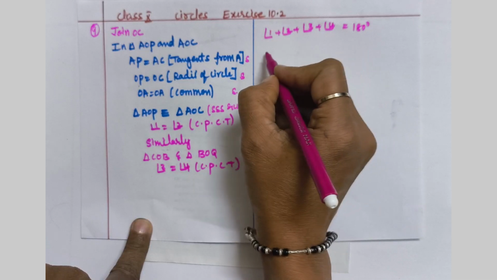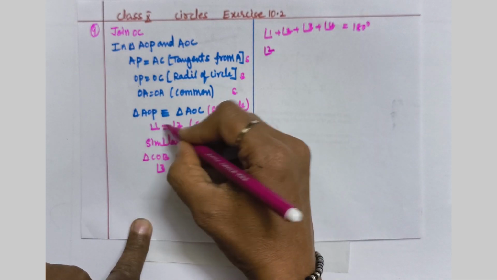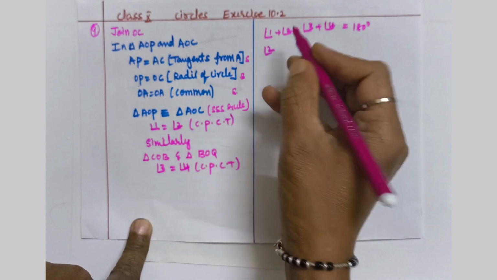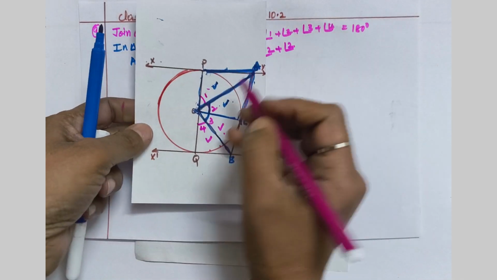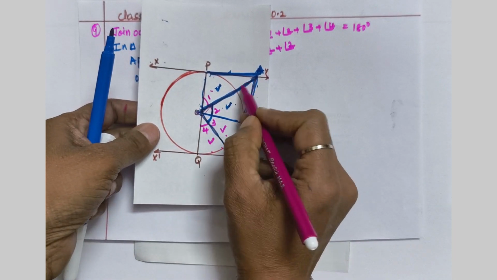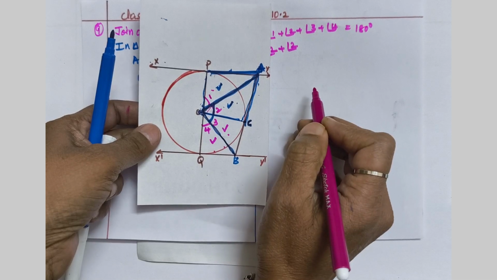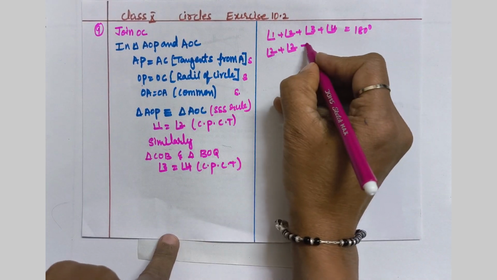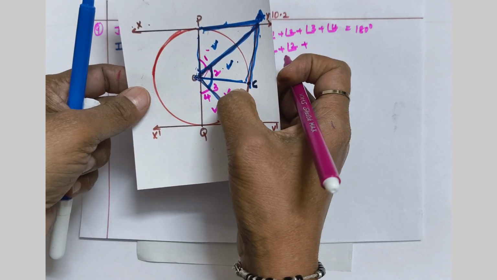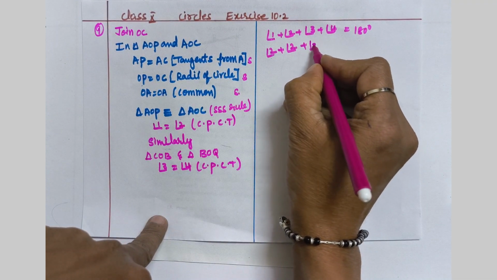Now we already proved angle 1 is equal to angle 2. So in this one place I am taking angle 2. We already proved 1 is equal to 2, so in this place we take 2. Again you take 2. Why? Because we will prove this AOB is 90 degrees. So in one place we take 2, and 2 you take as it is. Next, 3 we are proving, so write 3 as it is.